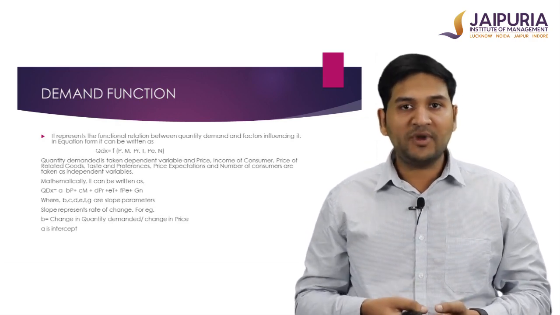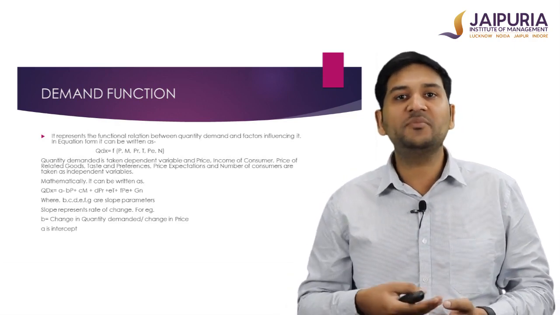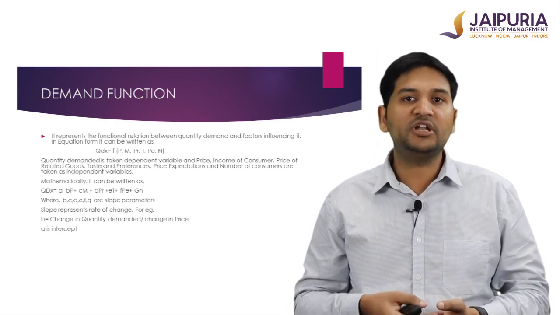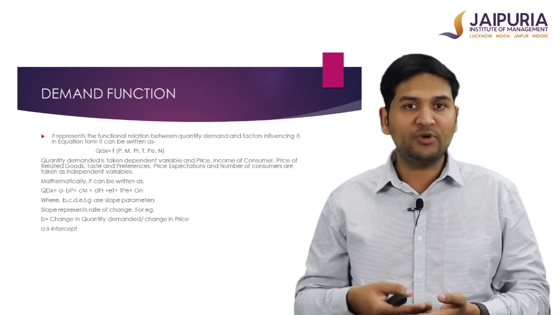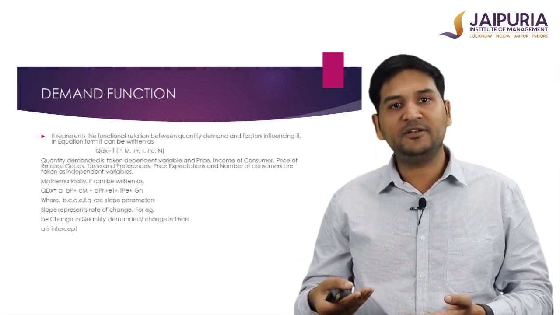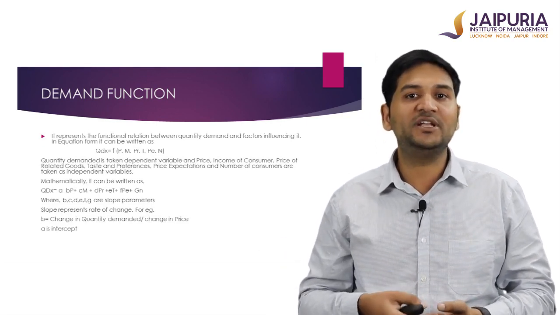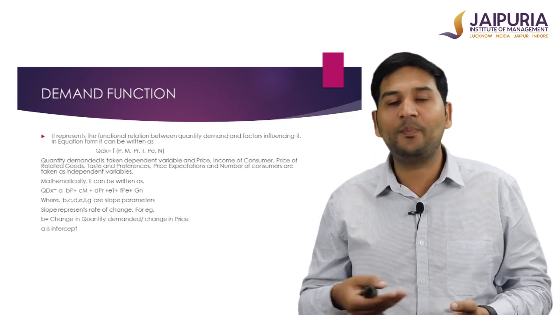Now, if we show the mathematical representation, it can be written as quantity demanded QD is equal to A minus BP plus CM plus DPR plus ET and accordingly, where B, C, D, E and F are slope parameters.